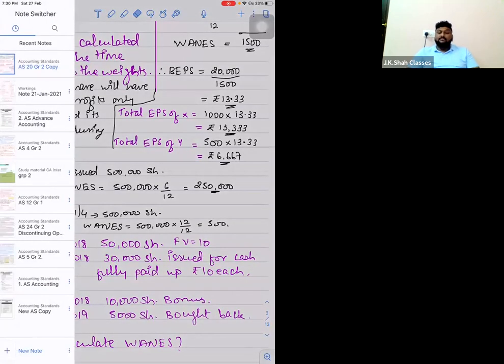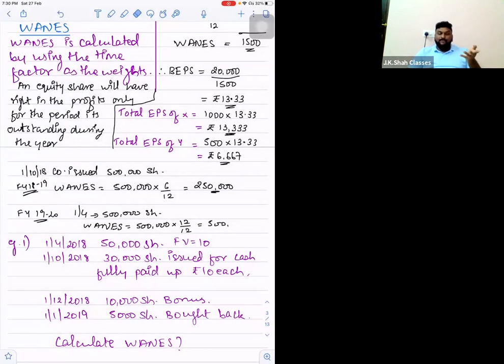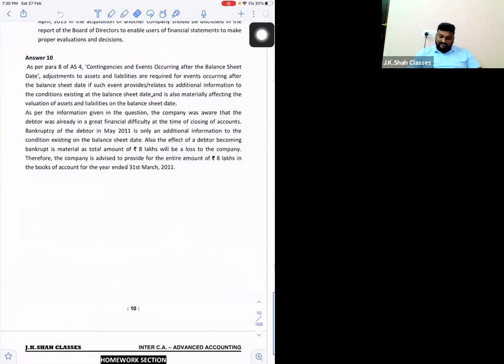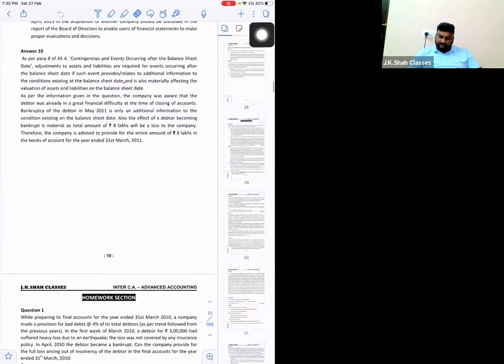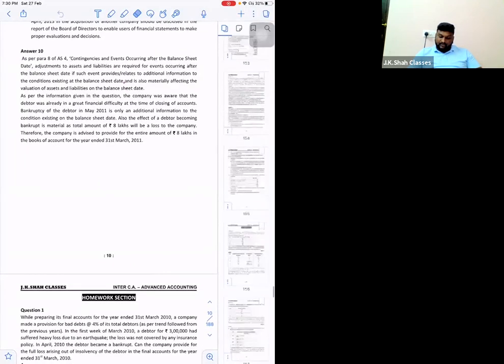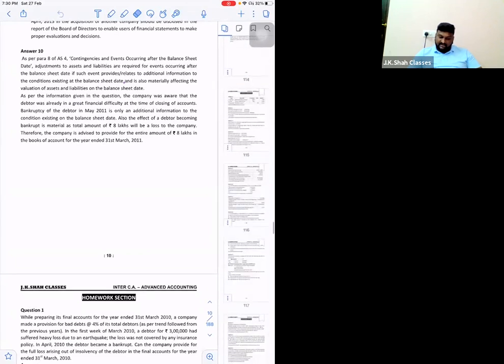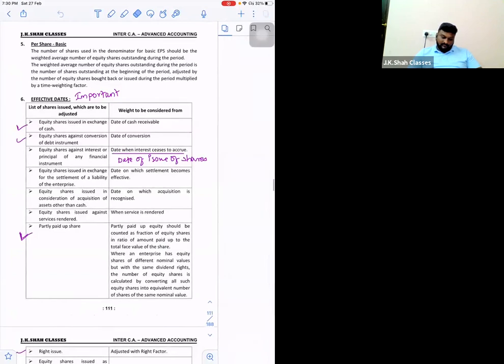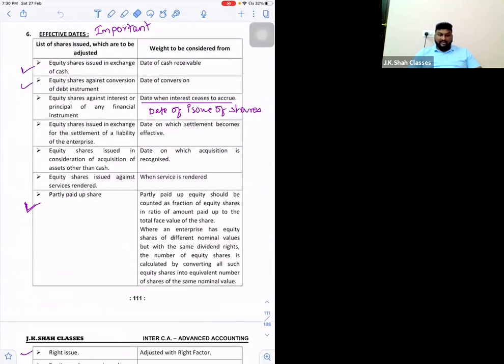Now, there are some situations where shares are issued, and you have to consider the timings from where it has to be considered for calculating the Vains. For this, you have to open the JKSC material, page number 111. Please open page number 111. There is one table on pages 111 and 112, and this is a very, very important table.